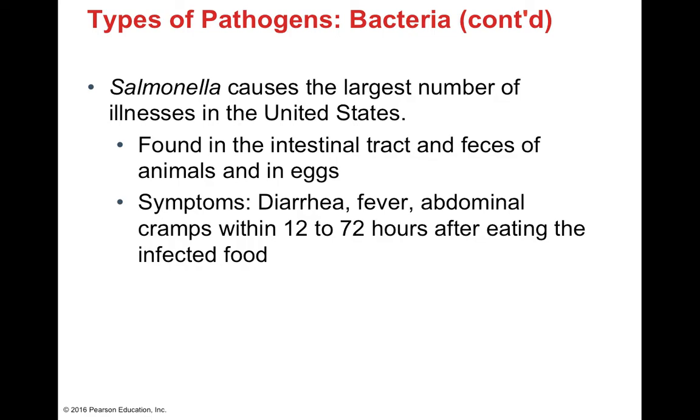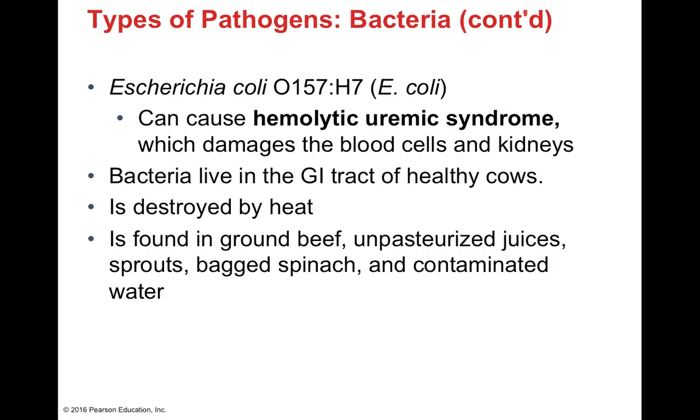Now, one of the major pathogens, again bacteria, is Salmonella, a particular type of bacteria, and this causes the largest number of illnesses in the United States. This typically is found in the intestinal tract of animals and also in the feces and eggs of animals. And if we accidentally consume something that hasn't been decontaminated, that has Salmonella on it, it can cause severe abdominal cramping, diarrhea, and fever within the first half of a day to several days later. So Salmonella can be particularly troublesome, especially if this diarrhea goes unchecked, because it can cause severe dehydration in individuals, which in the old days could lead to death.